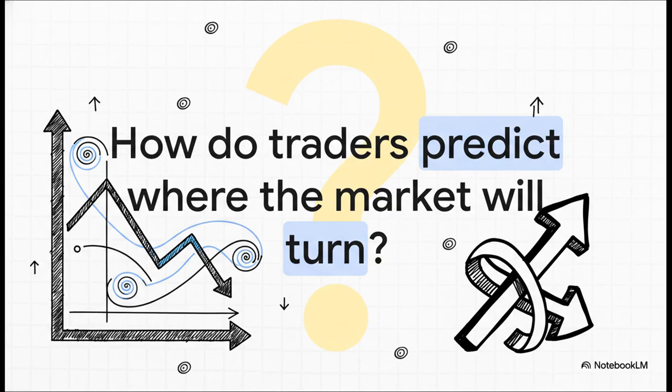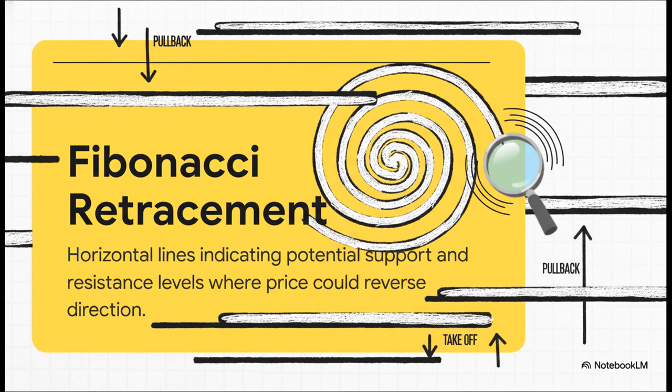I mean, that's the million-dollar question, right? After a huge price move, up or down, how on earth do you even start to guess where it might pause, catch its breath, and then continue on its way? That is the puzzle that technical analysts are constantly trying to solve. And that's where this tool, the Fibonacci retracement, comes into play.